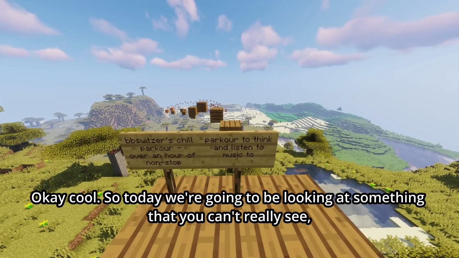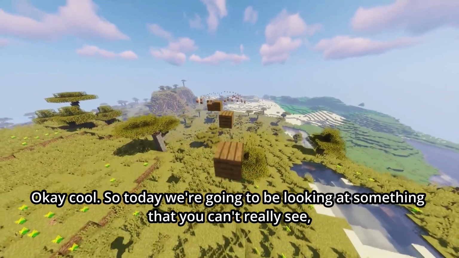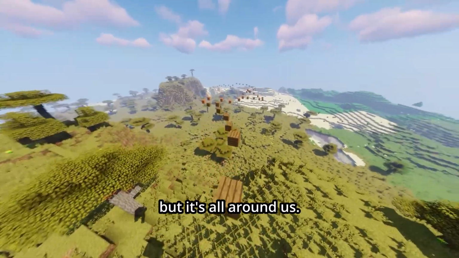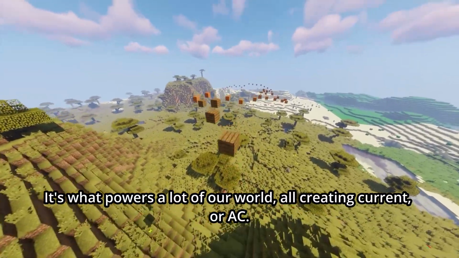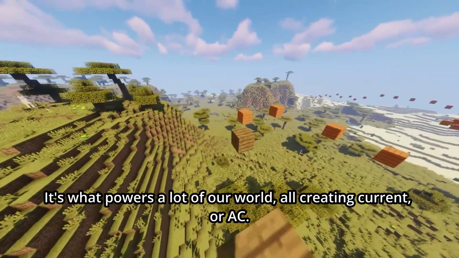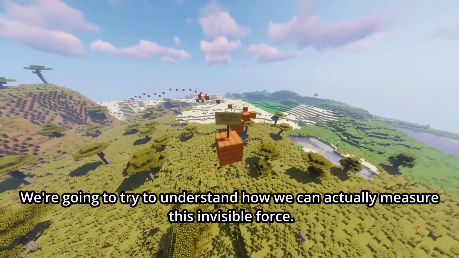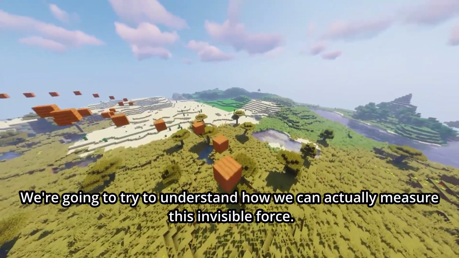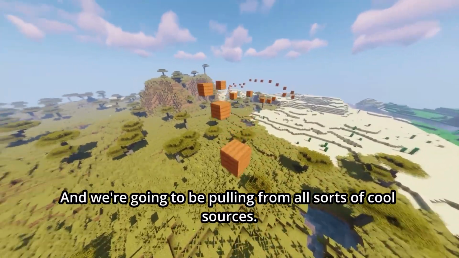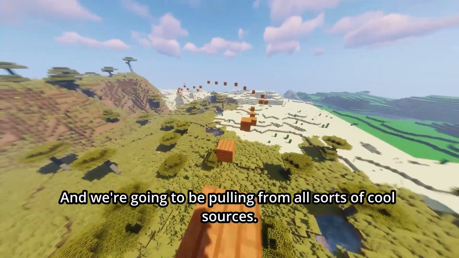Okay, cool. So today we're going to be looking at something that you can't really see, but it's all around us. It's what powers a lot of our world. Alternating current, or AC. We're going to try to understand how we can actually measure this invisible force.